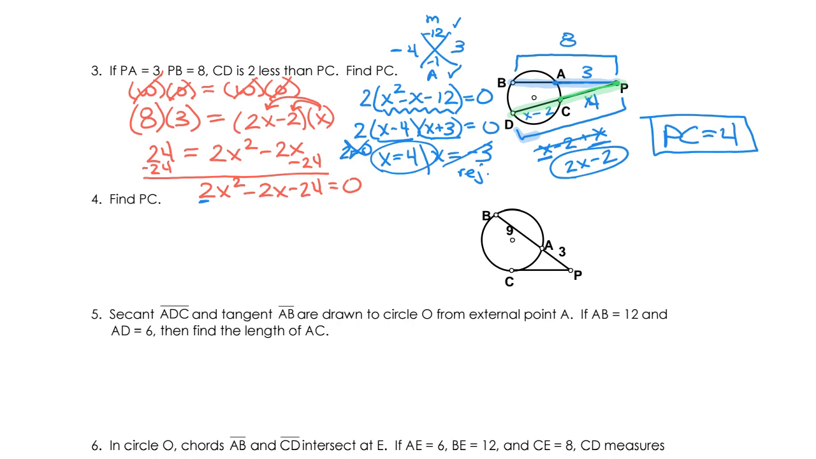Okay. So in 4, it says find PC. And so we're going to go ahead and put an X on PC. And realize that this problem is also talking about the lengths of our tangents and secants. And so we're going to go ahead and say whole times outside equals whole times outside.